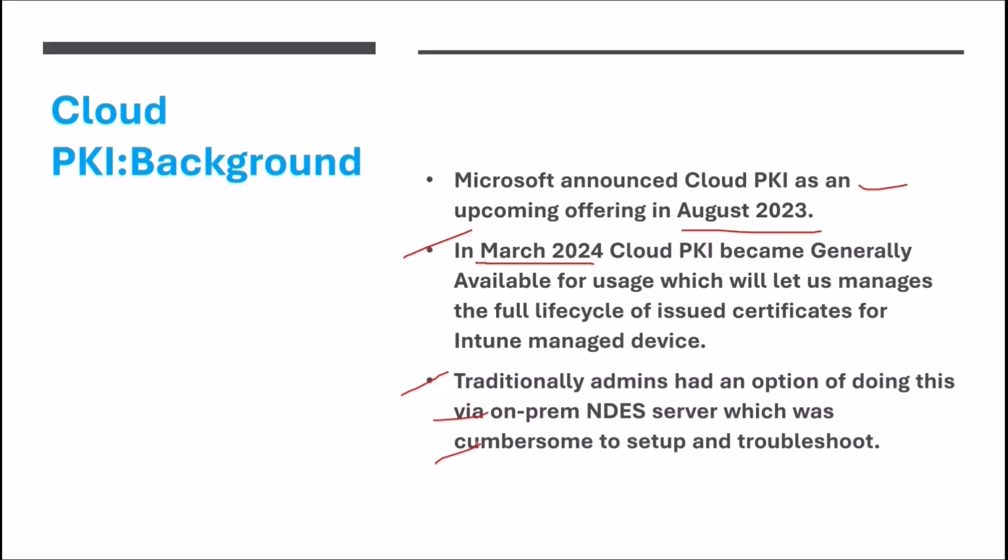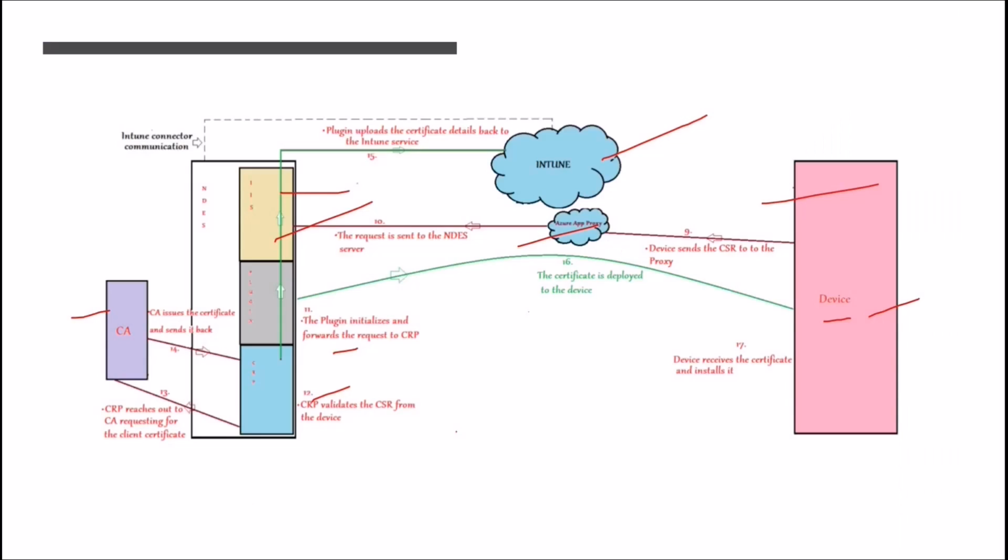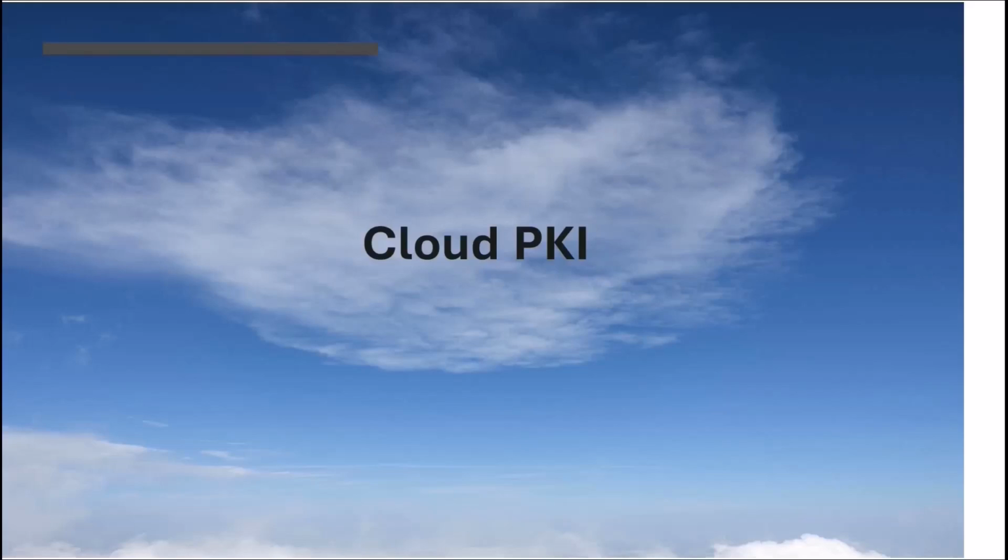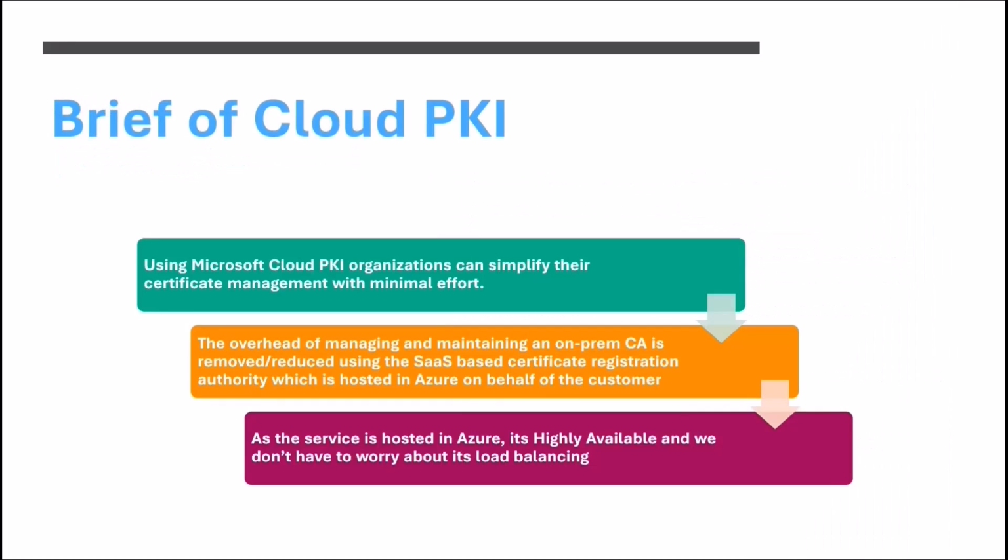So traditionally, admins had an option of doing this via an on-premise NDES server, which was cumbersome to set up and troubleshoot, because you can see there were so many components, right? And there were logs at each and every location. There were logs at the device end, there were IIS logs, NDES plugin logs, CRP logs, and then NDES event viewer logs, and then certification authority logs, app proxy logs. Each and every component had its own logs. So it was a little difficult to track that. So hence Cloud PKI to the rescue.